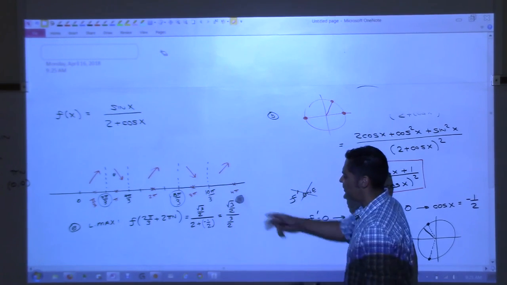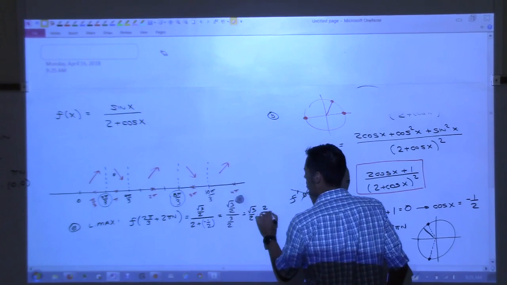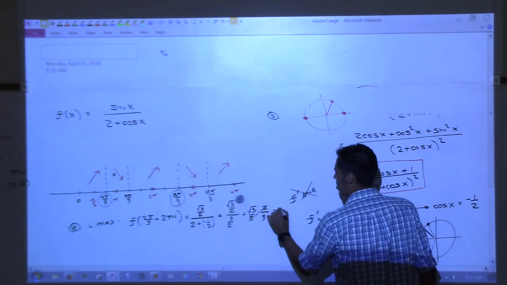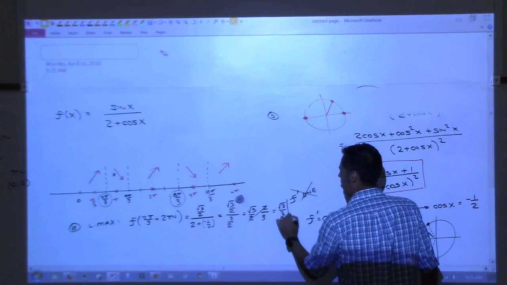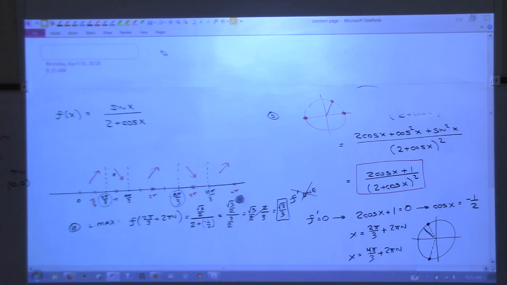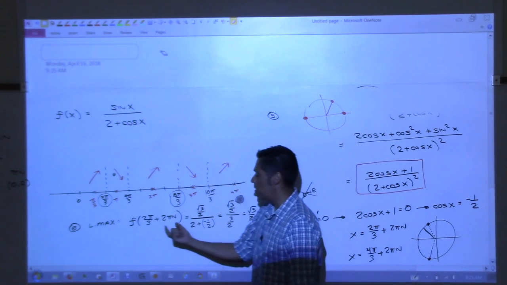And now let's just flip that fraction up. Root 3 over 2 times 2 over 3. 2's cancel. Root 3 over 3. That's our local maximum value. It's going to happen infinitely many times. It's going to happen at every one of these.